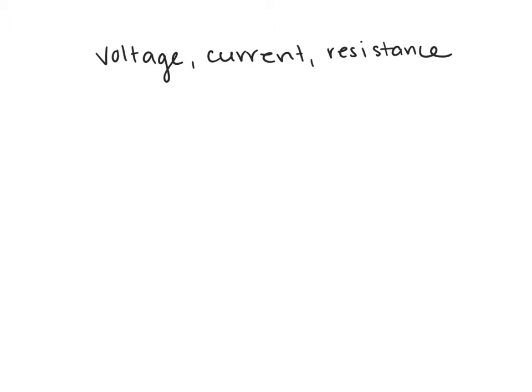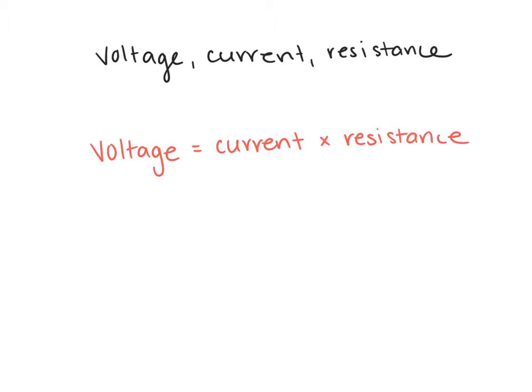So the relationship is that the voltage of a circuit is equal to the current multiplied by the resistance. So if I'm trying to find the number of volts a current has, all I have to do is take the current and multiply it by the resistance.